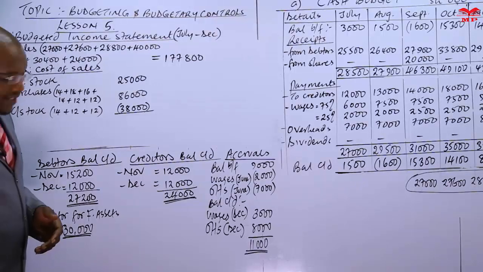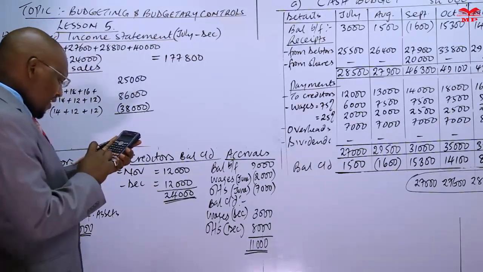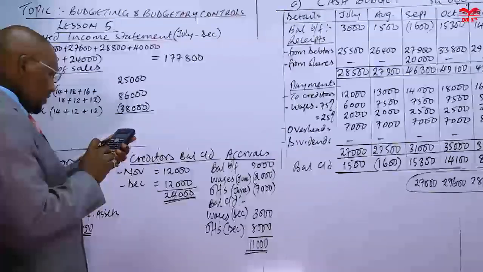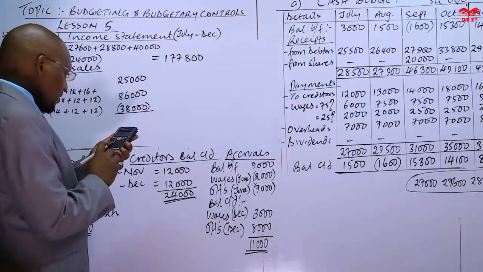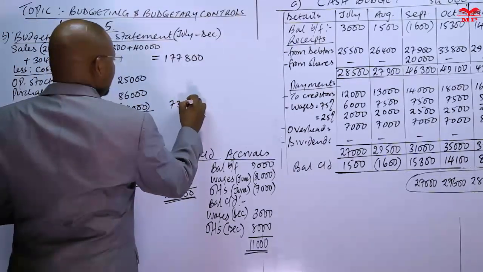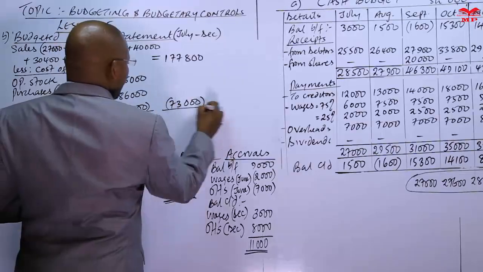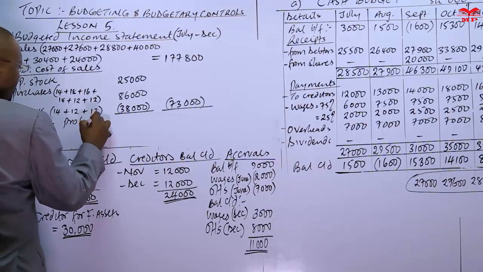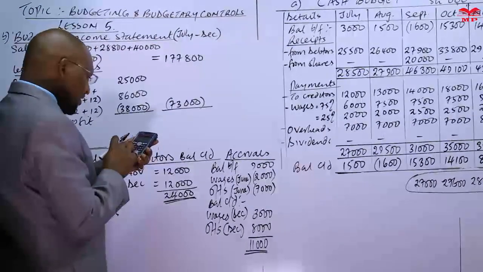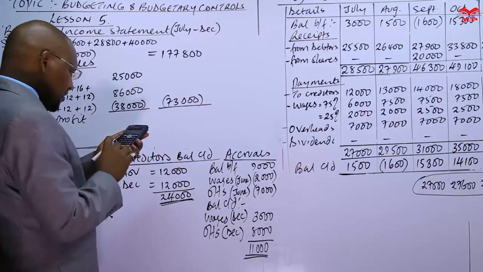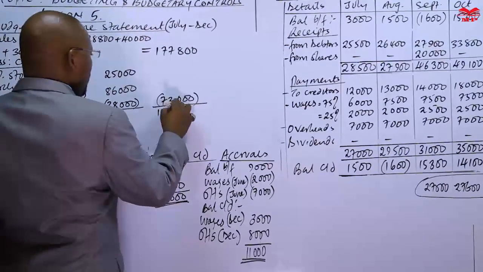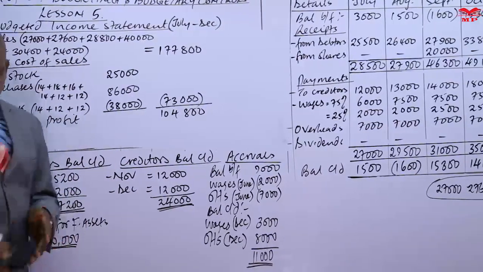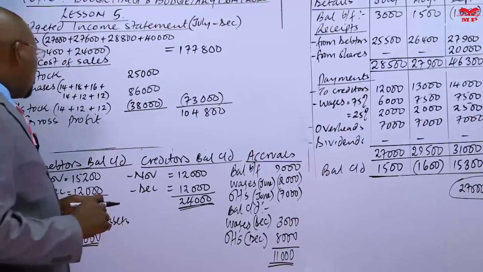So when you work out this, we'll find that we have 25 plus 86, then minus 38. So you have 73 here. Then when you subtract, we get what we call the gross profit. This is gross profit, which is 177.8 minus the 73. You get the 104,800. We don't have any income like the discount received. We just go straight to the expenses.